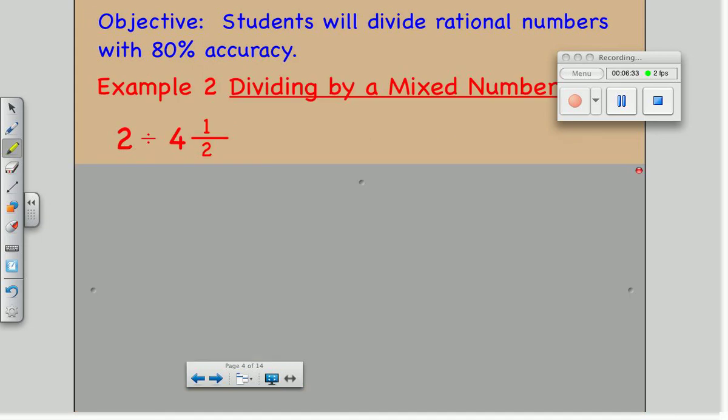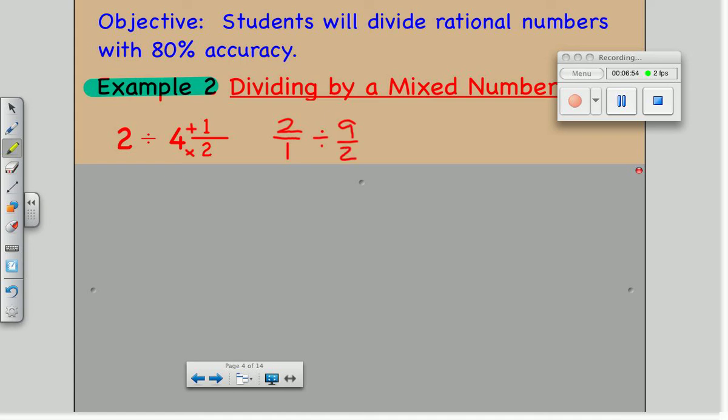What about when it looks like this? So example 2, dividing a mixed number. We have to change the 2 to 2 over 1. Don't forget to change 4.5 to a fraction. 2 times 4 is 8. 8 plus 1 is 9, so this is going to be 9 over 2.